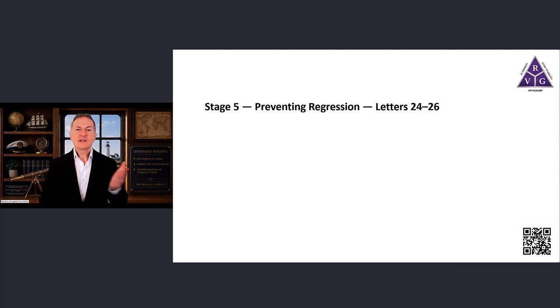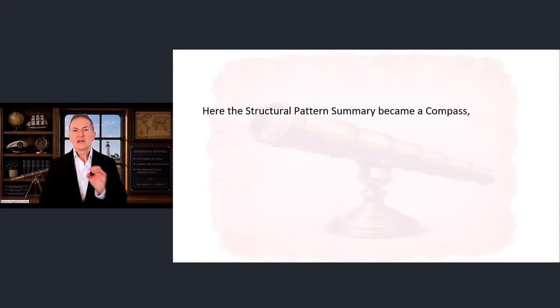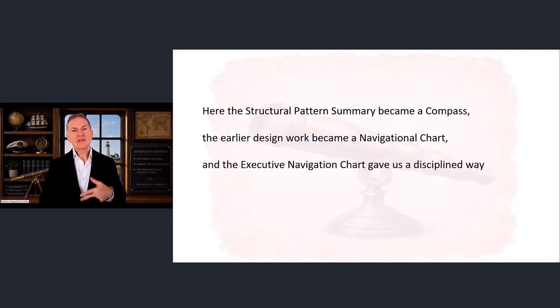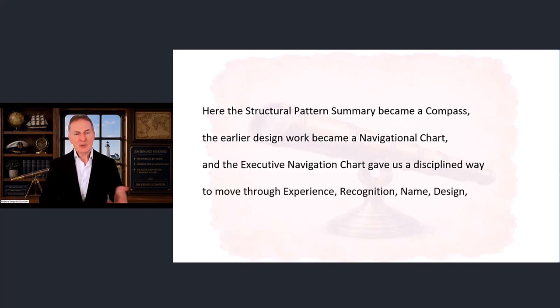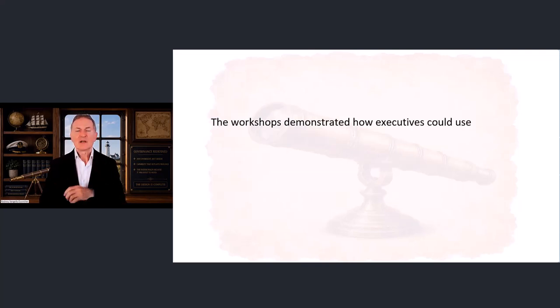Stage 5, preventing regression, letters 24 to 26. Stage 5 could only begin after something had been intentionally designed, because you cannot detect drift until there is something to drift from. Here, the structural pattern summary became a compass, the earlier design work became a navigational chart, and the executive navigation chart gave us a disciplined way to move through experience, recognition, name, design, stewardship, and the calibration of each of those phases.